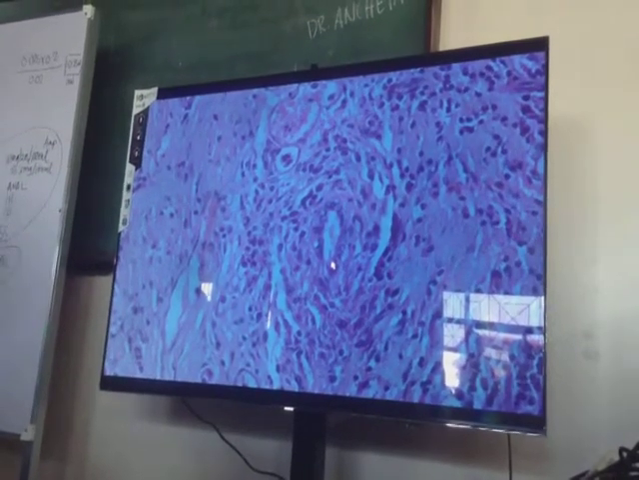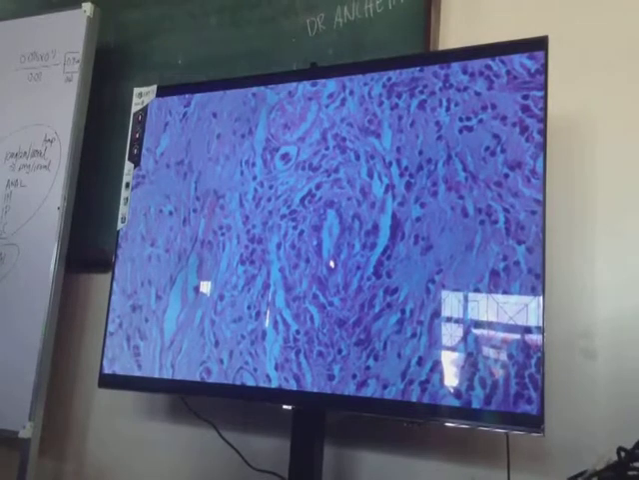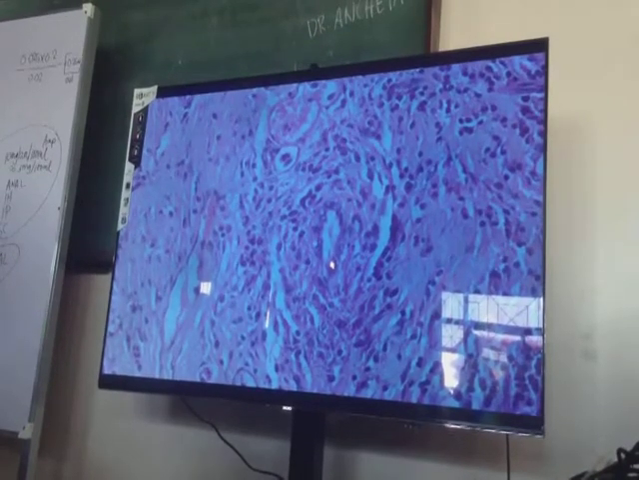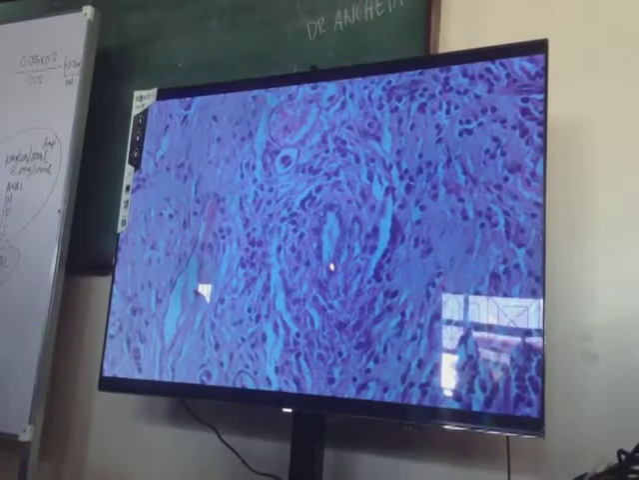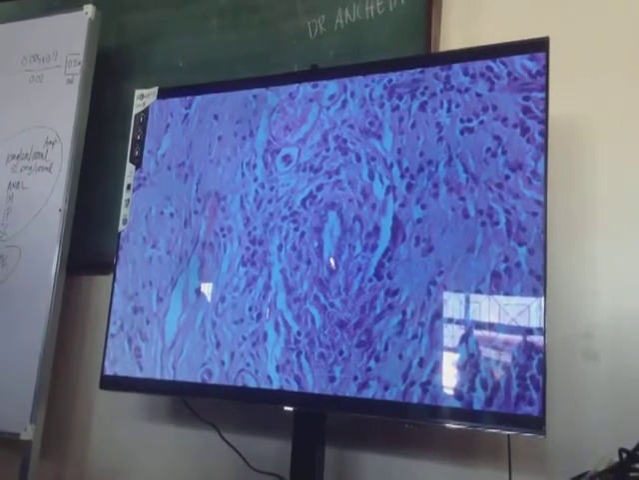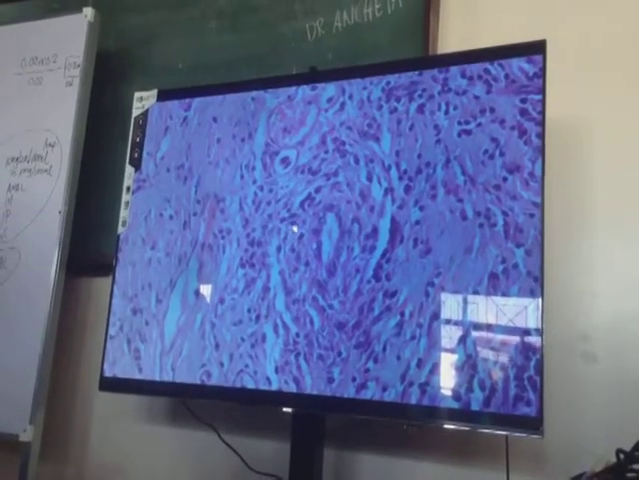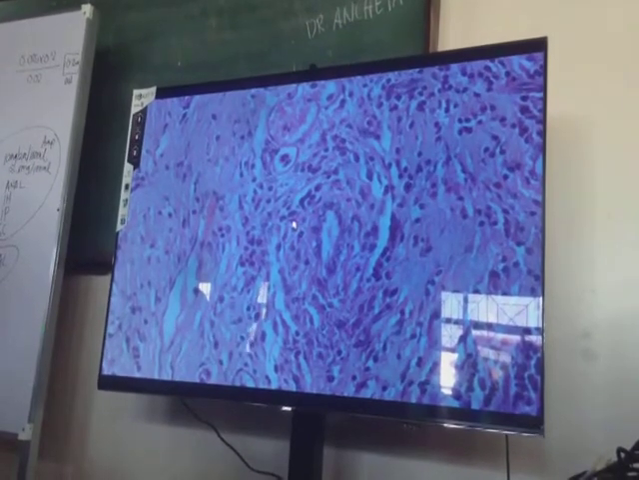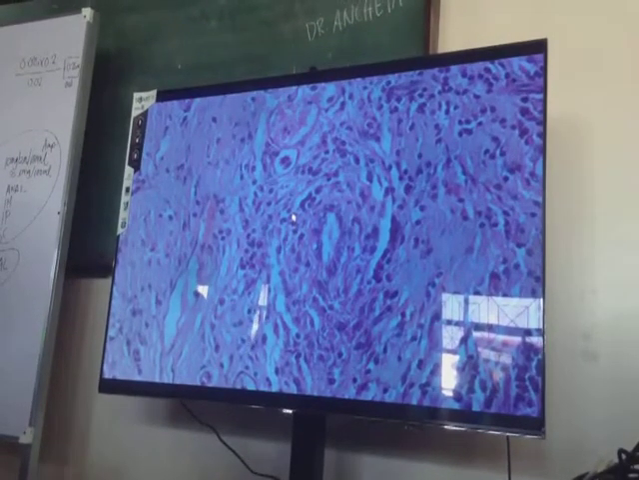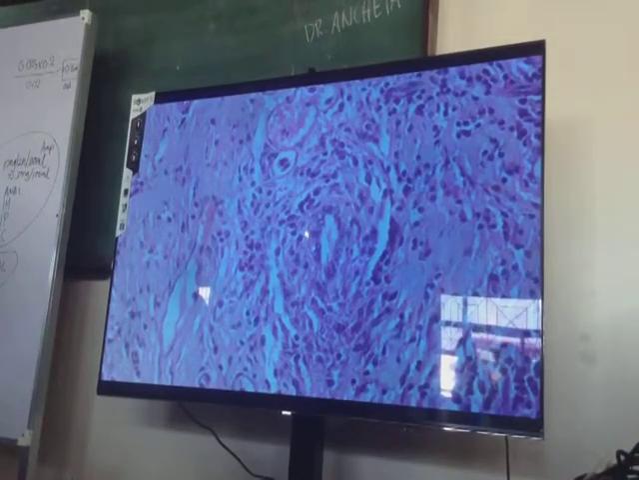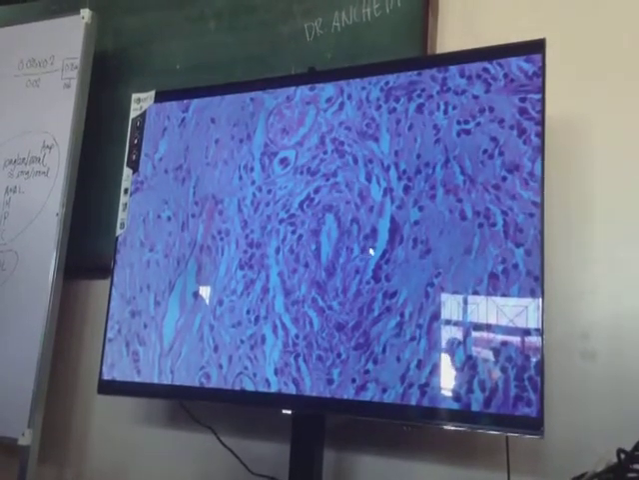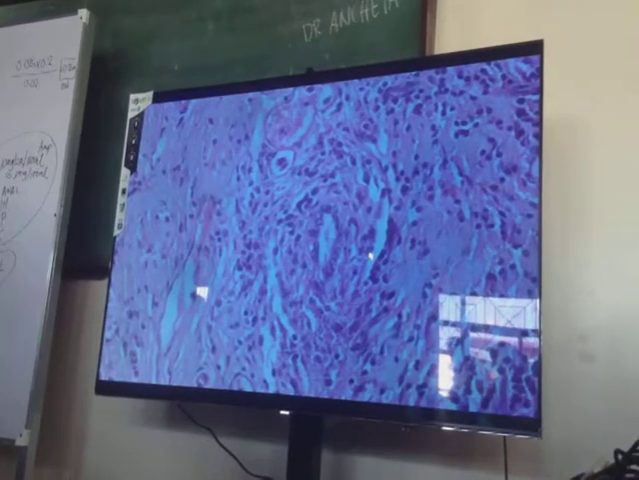Remember, granulomatous inflammation is associated with what type of hypersensitivity reaction? Type 4, which is also called cell-mediated. So those cells, this is a granulomatous inflammation, those cells must be okay, CD4, CD8 lymphocytes, and then the larger cells are macrophages.